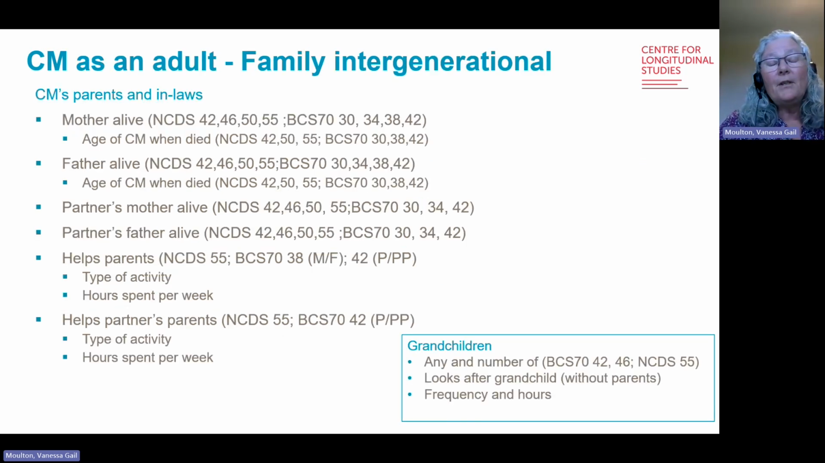Also, there's intergenerational information in midlife about the cohort members' parents and also their in-laws, so whether they are alive, whether they help them in any way, so the types of activities that they might help them with, and the hours spent helping their parents and in-laws. And also in the older cohorts, looking at whether the cohort members have grandchildren, so number, and whether they look after them.